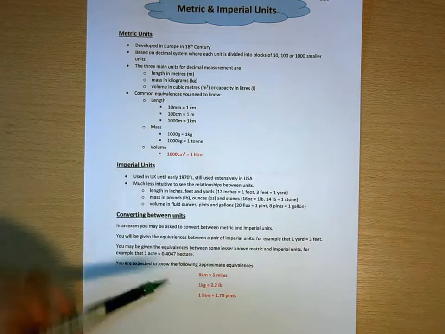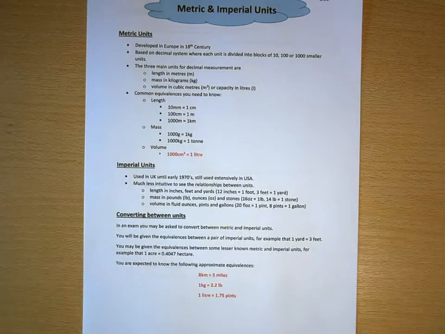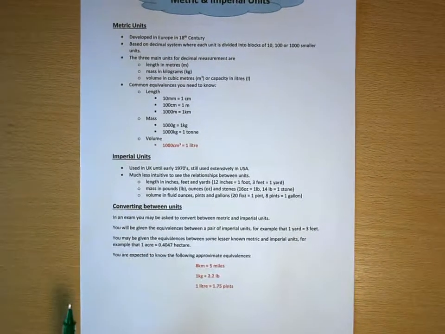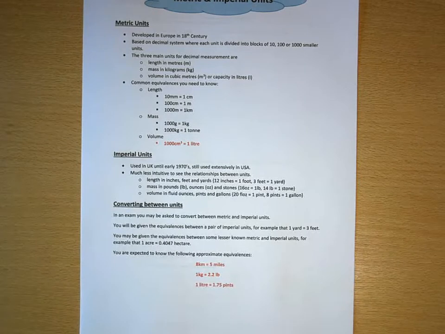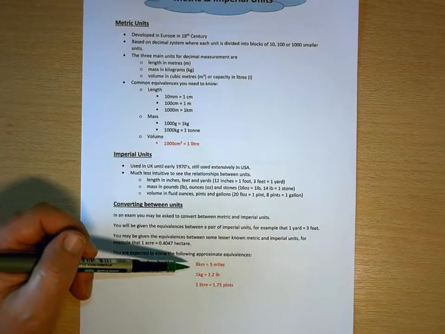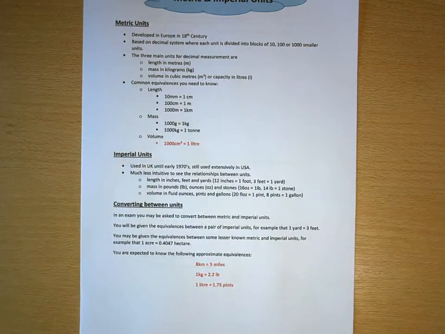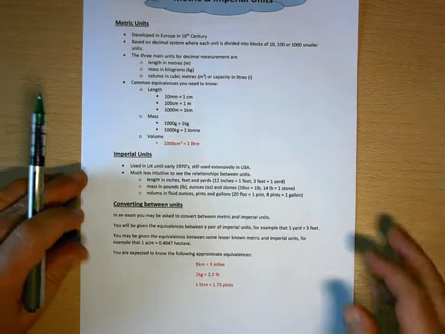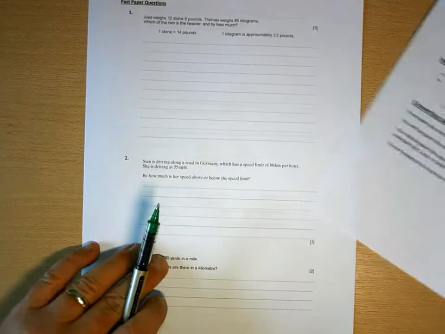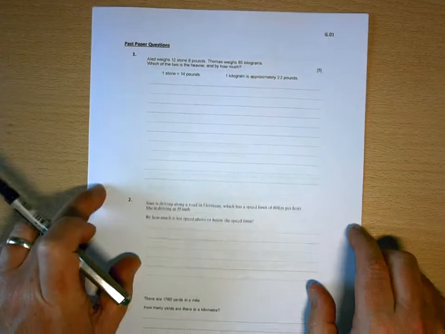But there are three that it states quite clearly in the exam specification that you're expected to know. So you're expected to be able to recall that 8 kilometers is approximately 5 miles, that 1 kilogram is approximately 2.2 pounds, and that 1 litre is approximately 1.75 pints. You need to commit those to memory. So let's take a look at some questions.